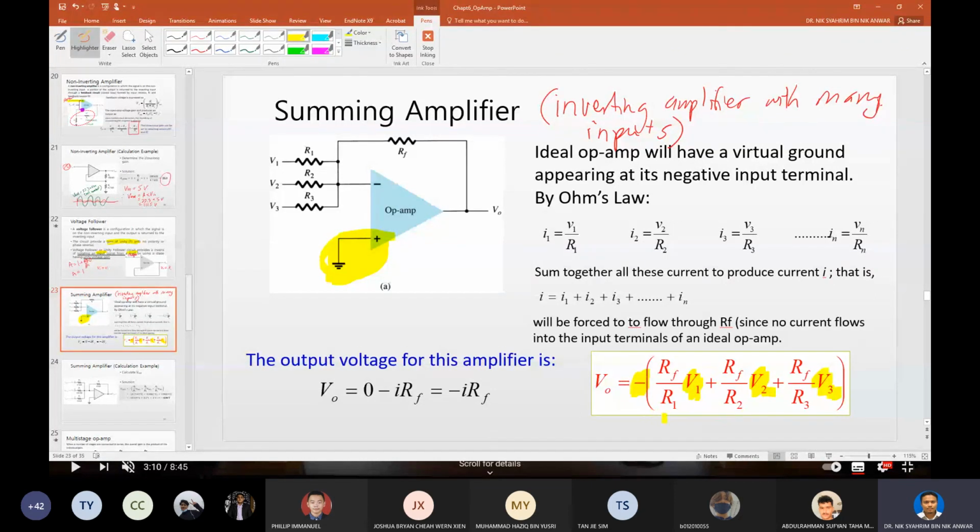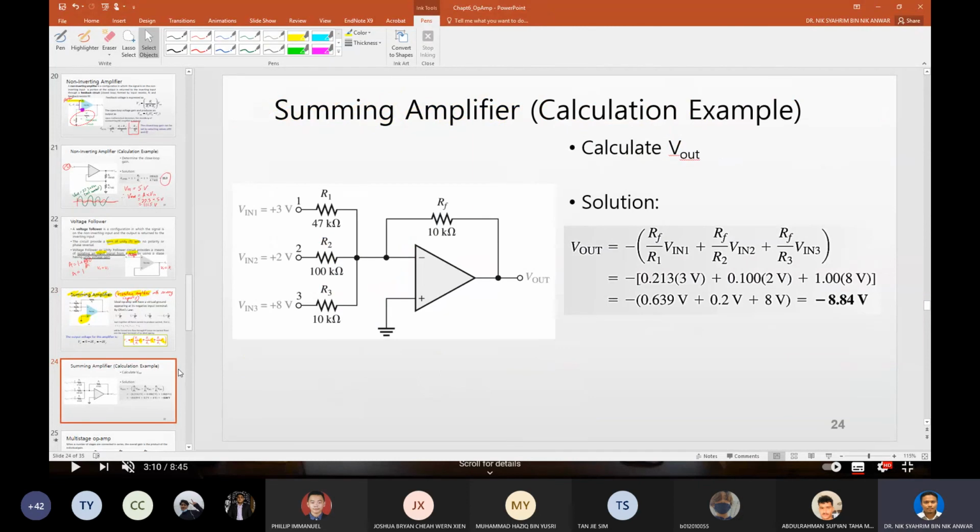So the output will then be defined by this formula here. Depending on the application, you can also have up to 100 inputs or 1000 inputs. The formula will just grow with the number of inputs. I think this is straightforward because we have covered inverting amplifier just now. So a summing amplifier is just a specific type of inverting amplifier.